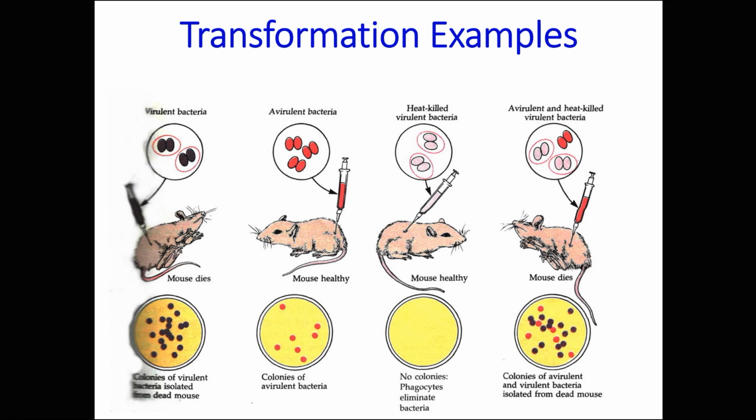When he prepared heat-killed virulent bacteria and injected them in the mice, the mice stayed healthy, with no colonies on the nutrient agar. When he prepared avirulent and heat-killed virulent bacteria and injected them in the mouse, it died, and on the nutrient agar he detected colonies of avirulent strains and virulent strains.